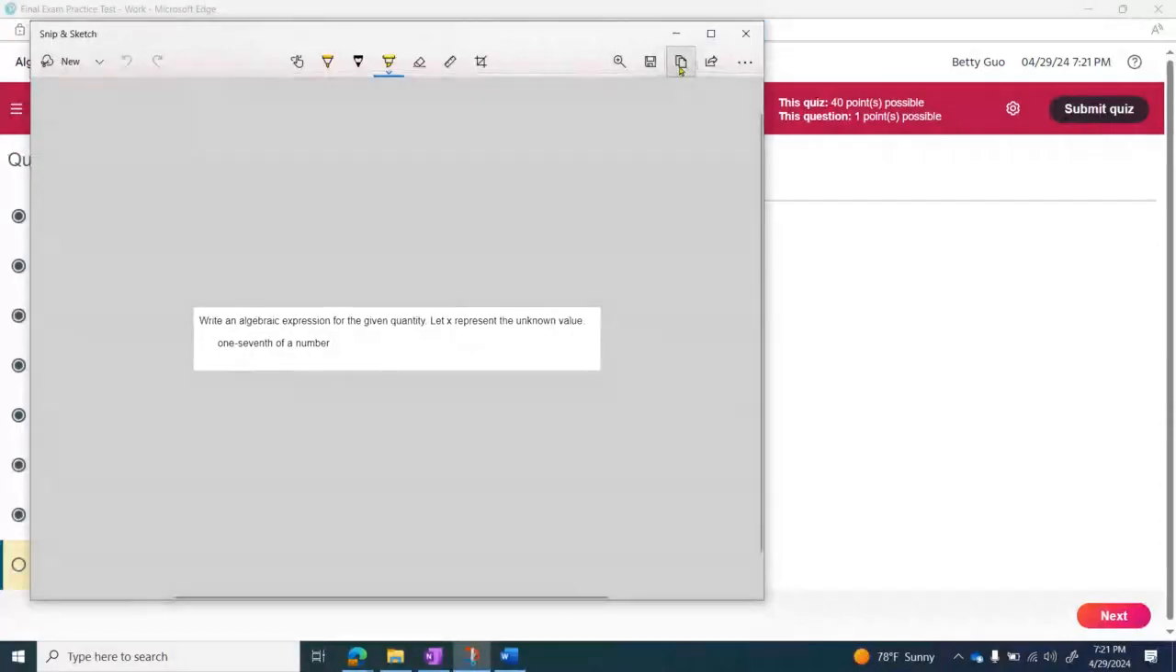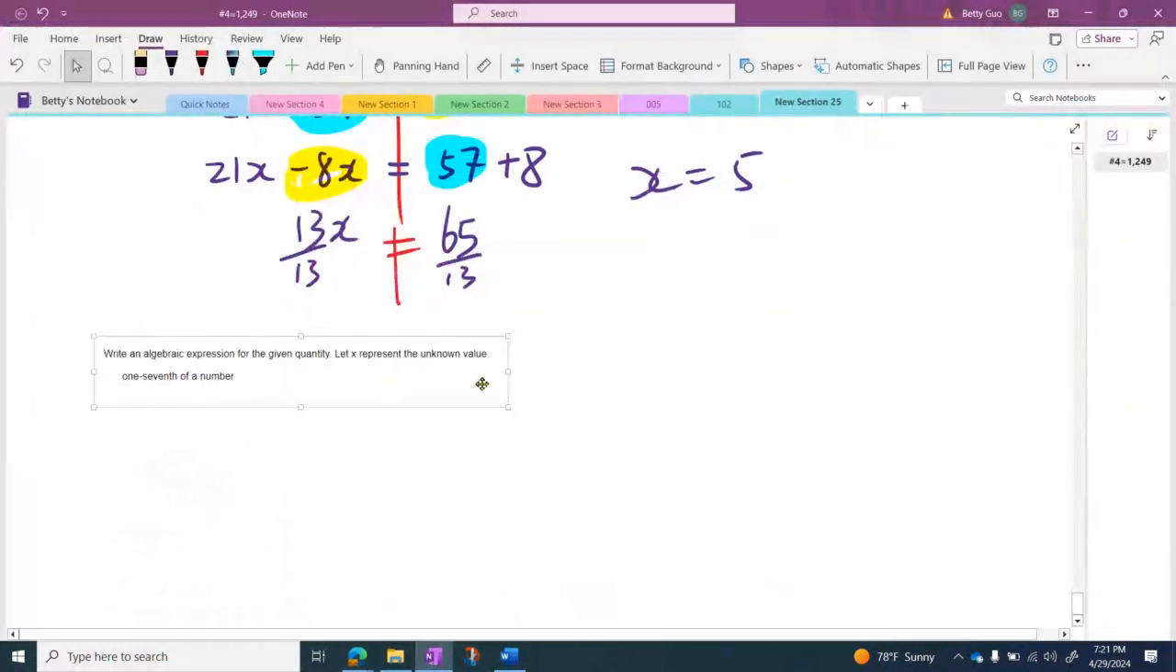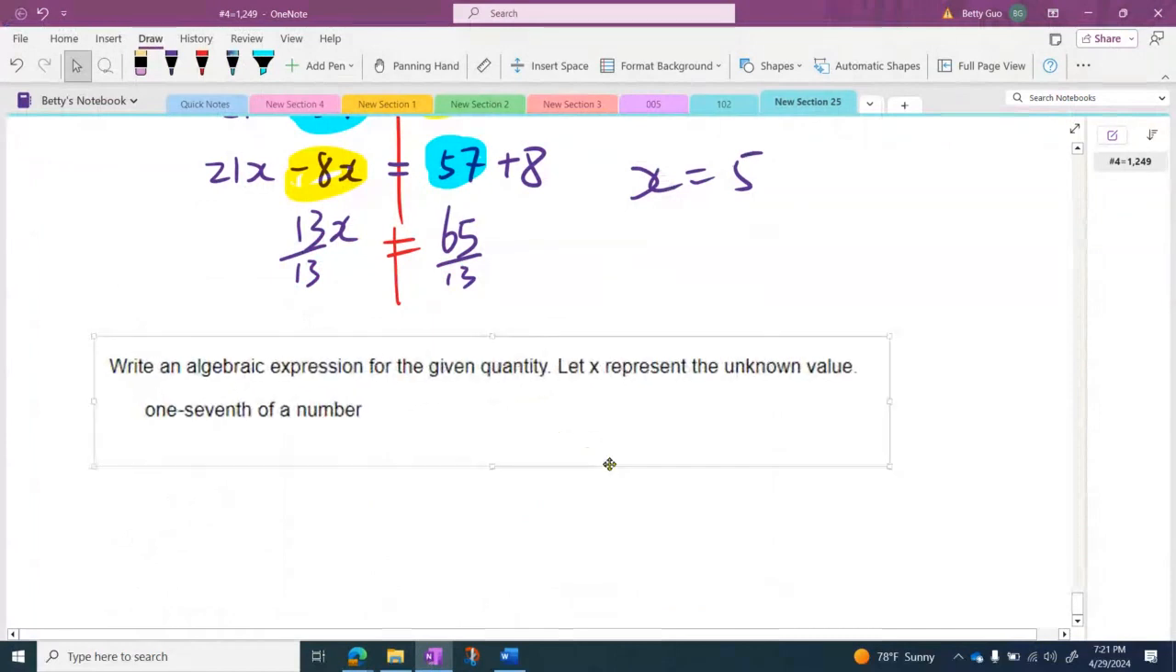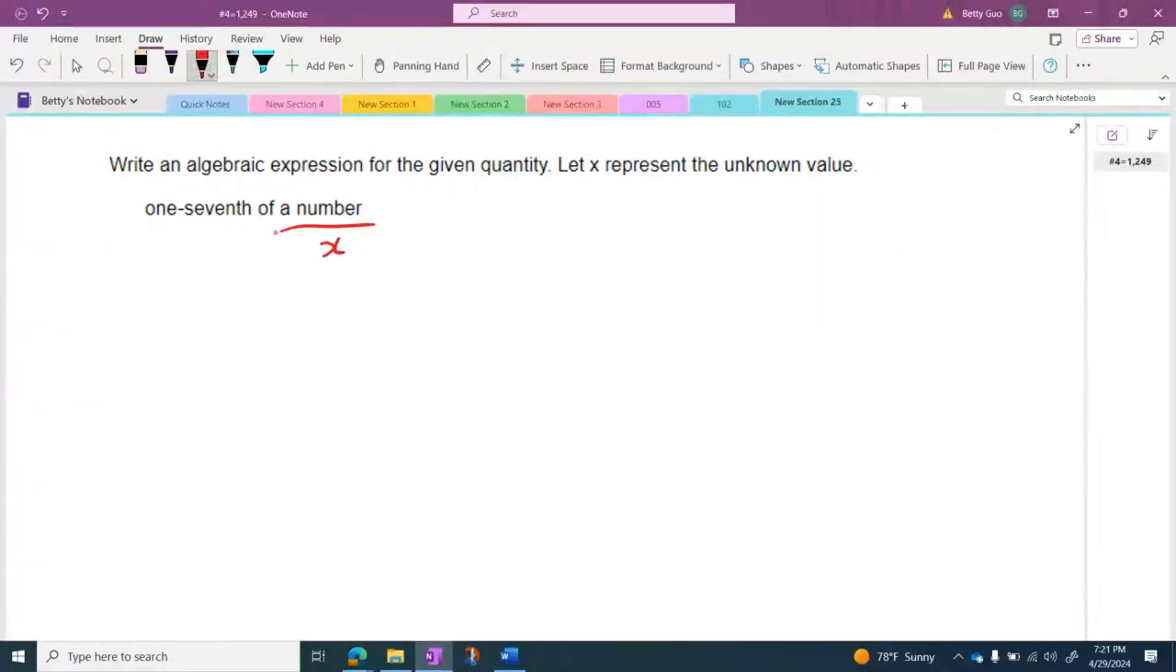Take time to read our question. Write an algebraic expression for the given quantity. Let x represent the unknown value, 1/7 of a number. If the number is x, then we are translating 1/7 of x. 1/7 is a fraction. OF is translated as multiply x. I believe you can enter 1/7x or x over 7.